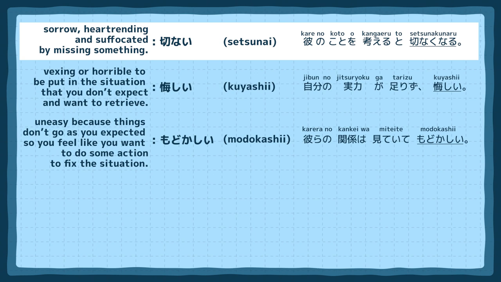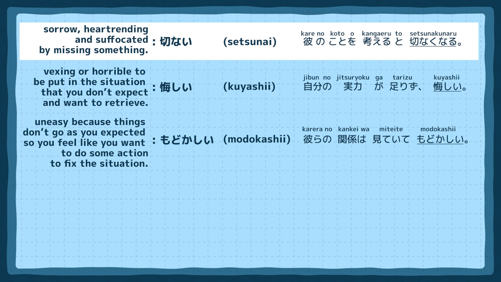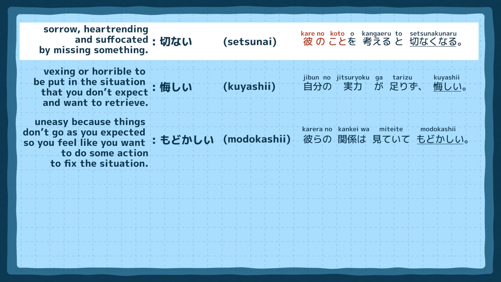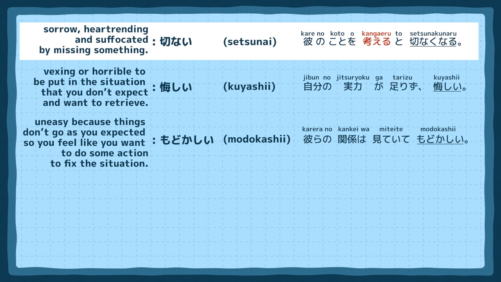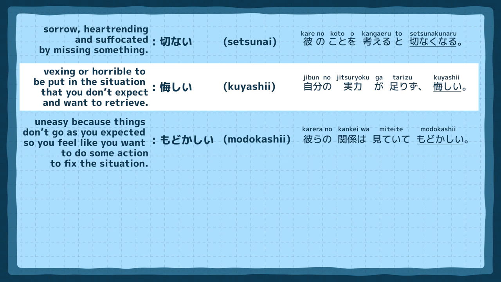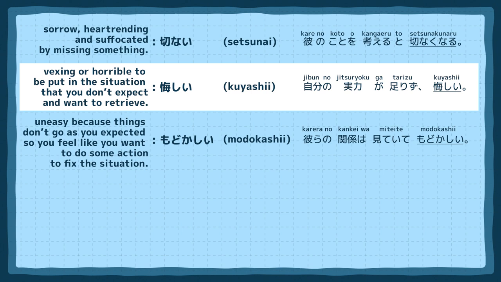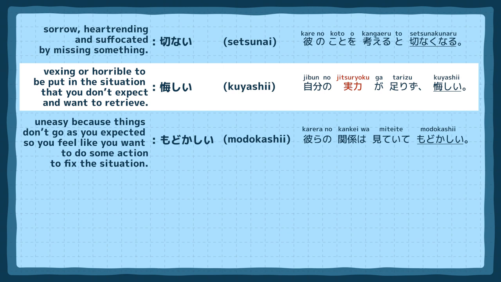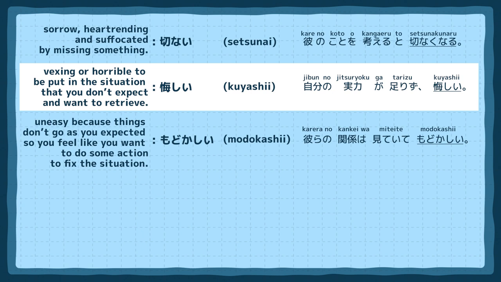彼のことを考えると切なくなる。彼, him, 彼のこと, about him, 考える, think. I feel 切ない to think about him. 悔しい: feel vexing or horrible to be put in a situation that you didn't expect and want to retrieve. 自分の実力が足りず悔しい。自分の, my, 実力, ability, 足りず, shortage. I am 悔しい because I'm not good enough.